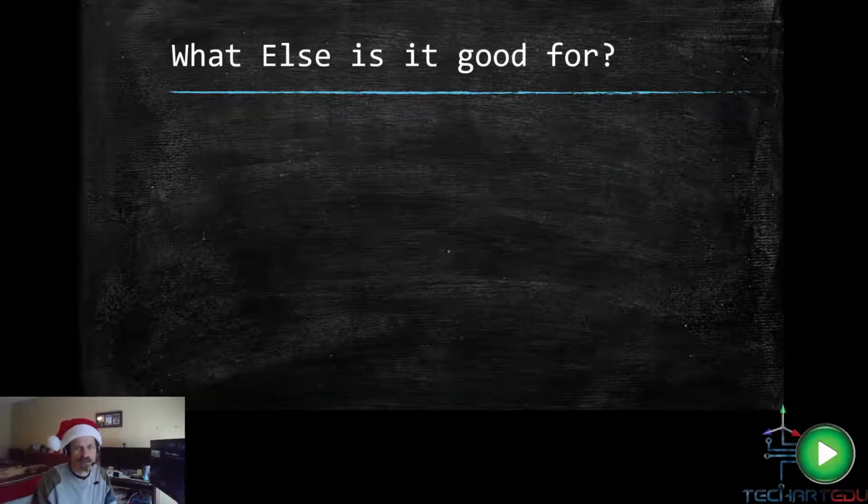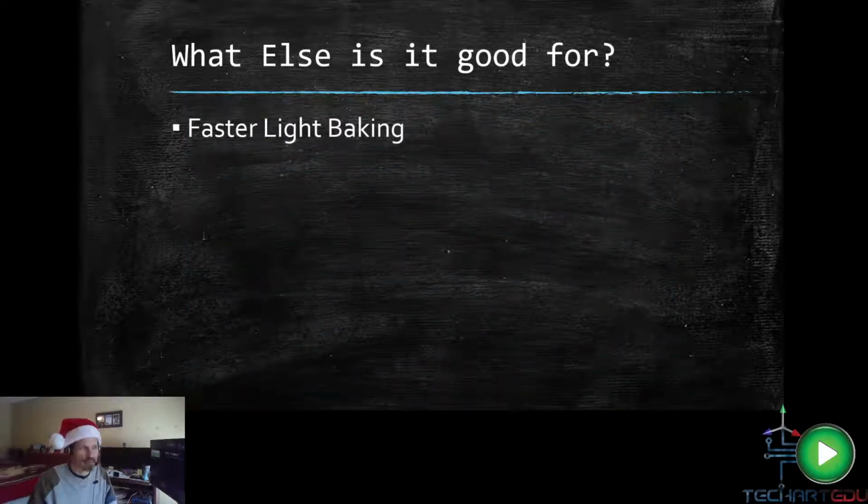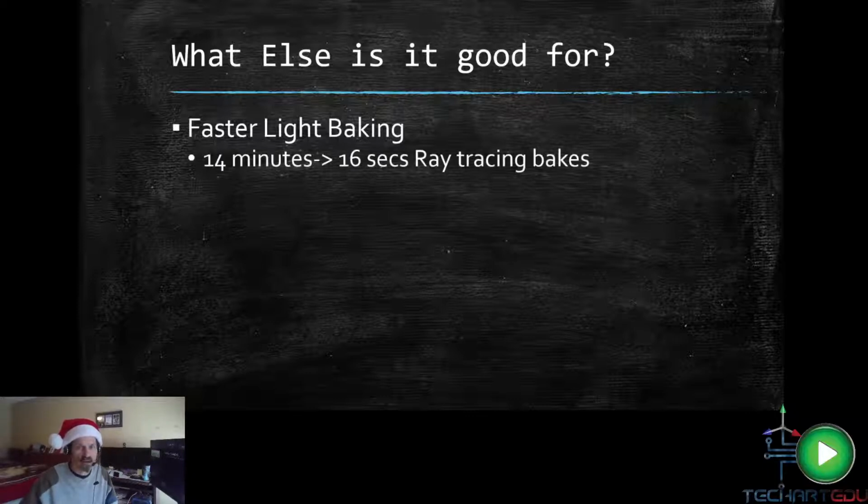Okay, what else is it good for? Okay, faster light baking. All right, if you go ahead and use ray tracing to bake all your lights, suddenly a real complex scene, for example, from 14 minutes can get down to about 16 seconds using ray trace baking.